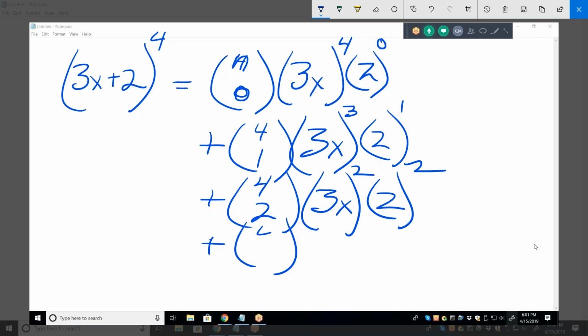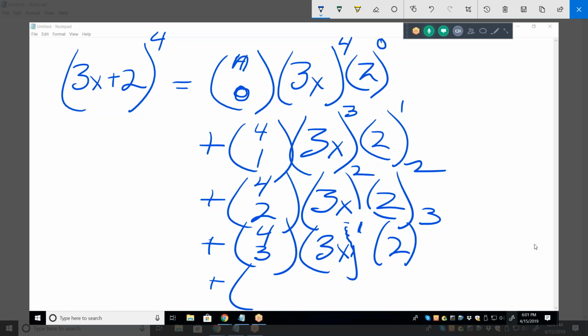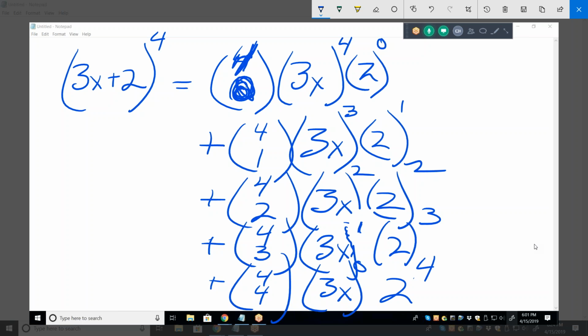That's 4 choose 3, 3x to the 3. Whoops. Oh, that's to the 1. Right. First term counts down. And then 2 cubed. And the last term? 4 choose 4, 3x raised to 0, and then 2 to the 4. And there's your answer. Now, it's worth knowing that 4 choose 0 is the same as 4 choose 4.